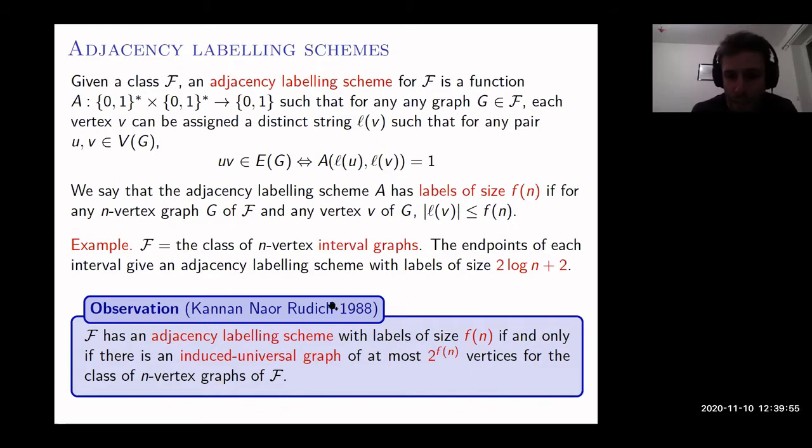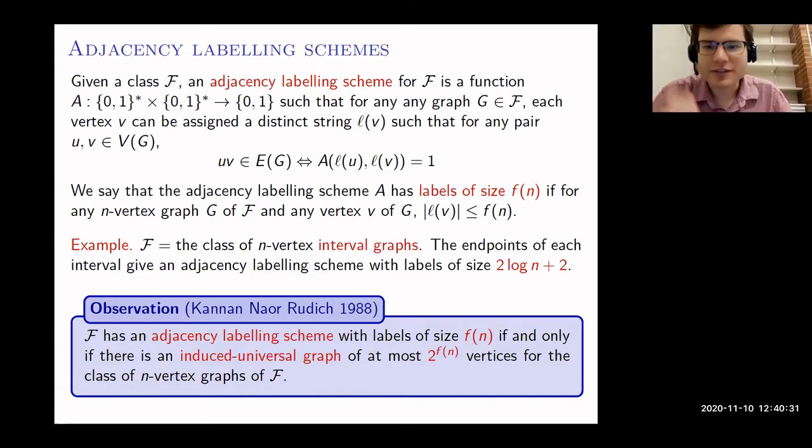And in the other direction, if you have an induced universal graph with at most 2 to the f of n vertices, you can label the vertices between 1 and 2 to the f of n. So this takes only f of n bits for each vertex. And the definition of an induced universal graph is that any graph G appears as an induced subgraph. You look at what the image is of this graph G. The image is in the induced universal graph, and the image of each vertex will be its label, basically. So the two things are completely equivalent.